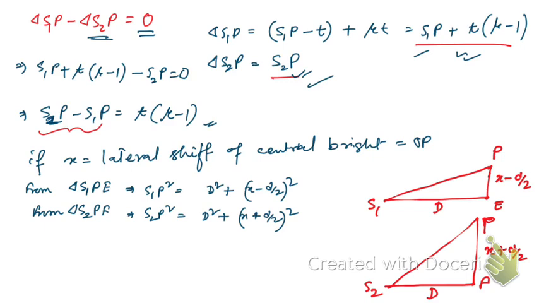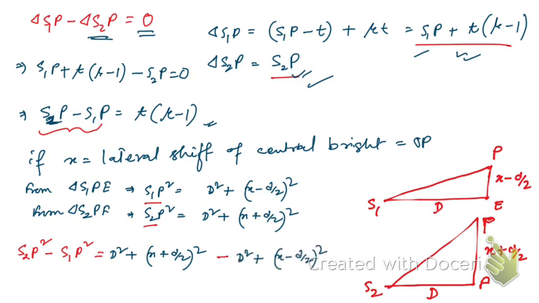Now let us find this part. That means S2P minus S1P. First let us take the square of these two, then you have to subtract these two, right? Then what you will get, let's put the right hand side as well. Then we have got this relation, right? Now you see here d square cancels. Because of this minus, this sign will also be minus actually, right?